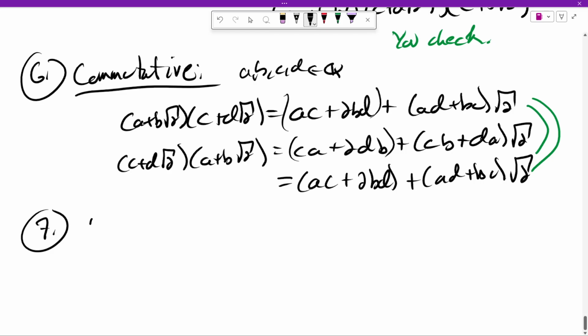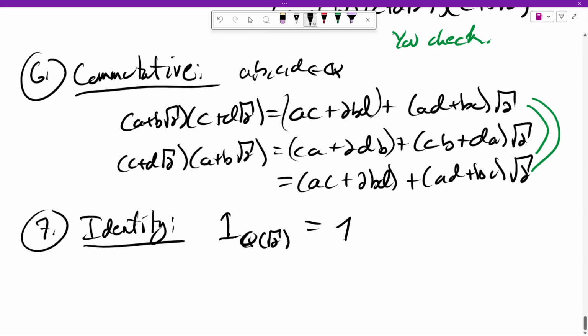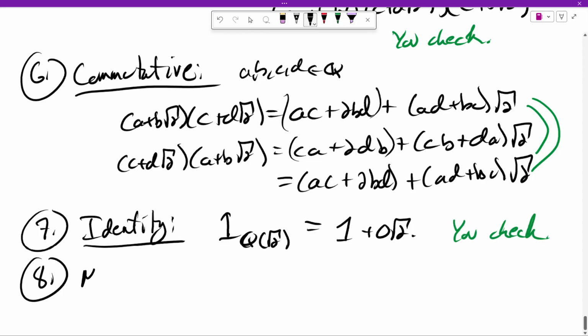Number 7. Identity. What do we think the identity is? Well, I'm sure that you can convince yourself that the 1 here is 1 plus 0 root 2. And then you check. Check that when you multiply that with something, you just get that something back. 8, multiplicative inverses. All right.